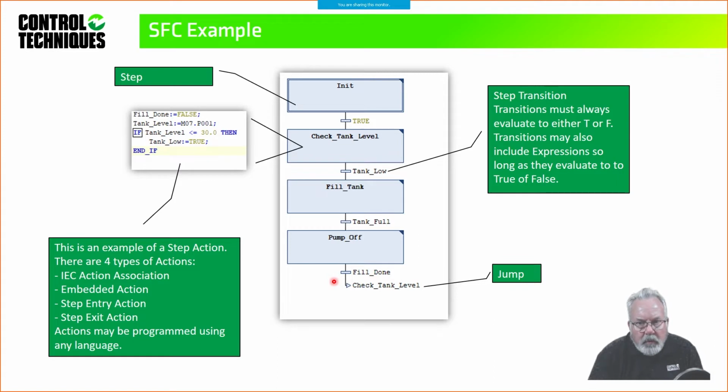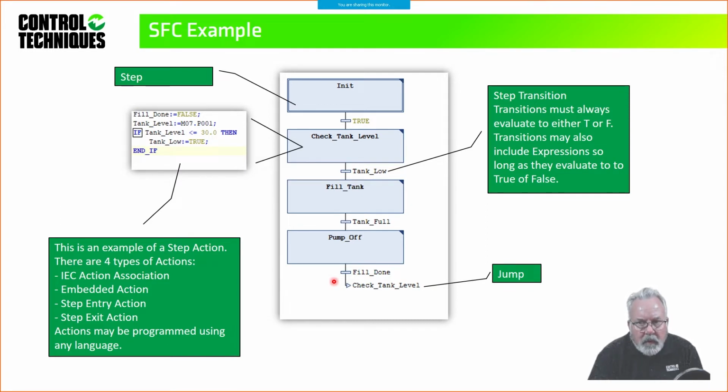So the light blue boxes there, those are steps. All right, and here we go again. If you have good eyes, notice that there's a double border around the init or initial step. That indicates the initial step, the double border does. And your sequential function chart can have only one initial step. Now, stepping through there, you see true.